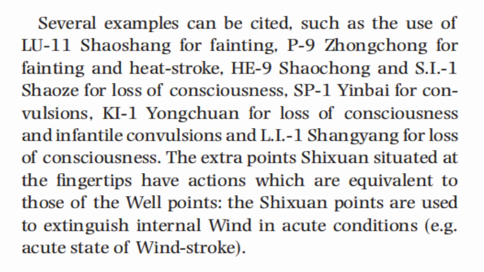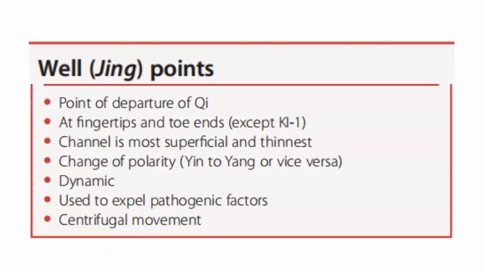Several examples can be cited, such as the use of Lung 11 for fainting, Pericardium 9 for fainting and heat stroke, Heart 9 and Small Intestine 1 for loss of consciousness, Spleen 1 for convulsion, Kidney 1 for loss of consciousness and infantile convulsion, LI 1 for loss of consciousness. The extra points Shixuan (Xi-1) situated at the fingertips have actions equivalent to those of the well points. The Shixuan points are used to extinguish internal wind in acute conditions, for example, the acute state of wind stroke.